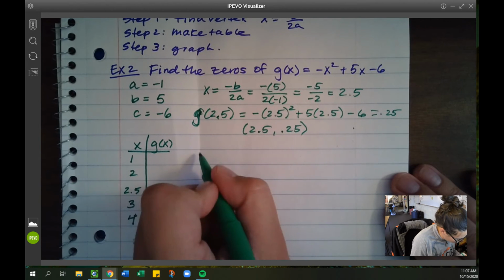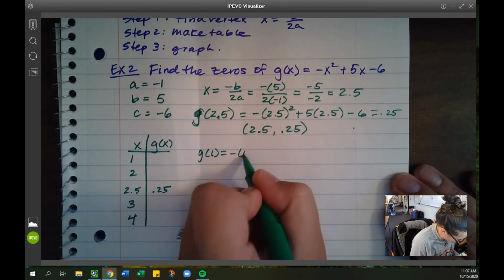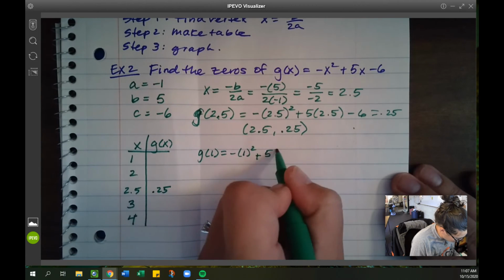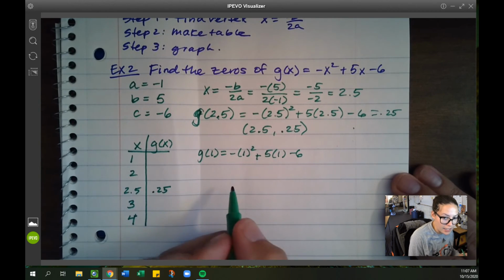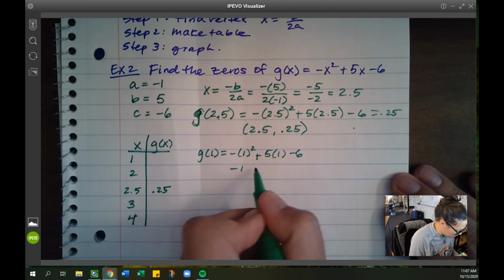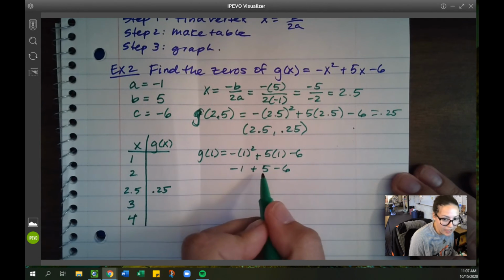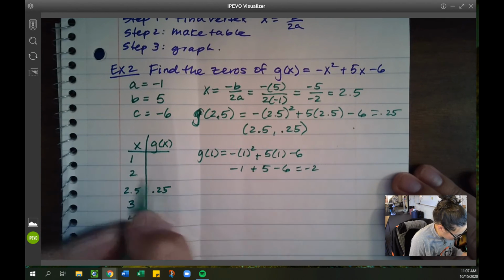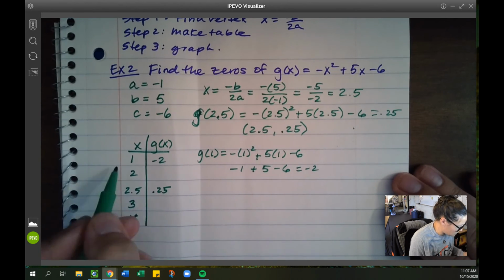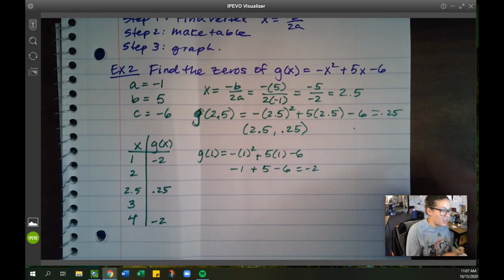So I'm going to do g of 1. So I'm going to have negative 1 squared plus 5 times 1 minus 6. That gives me negative 1 plus 5 minus 6. Negative 1 plus 5 is 4. 4 minus 6 is negative 2. So since g of 1 is negative 2, that means g of 4 is also negative 2.